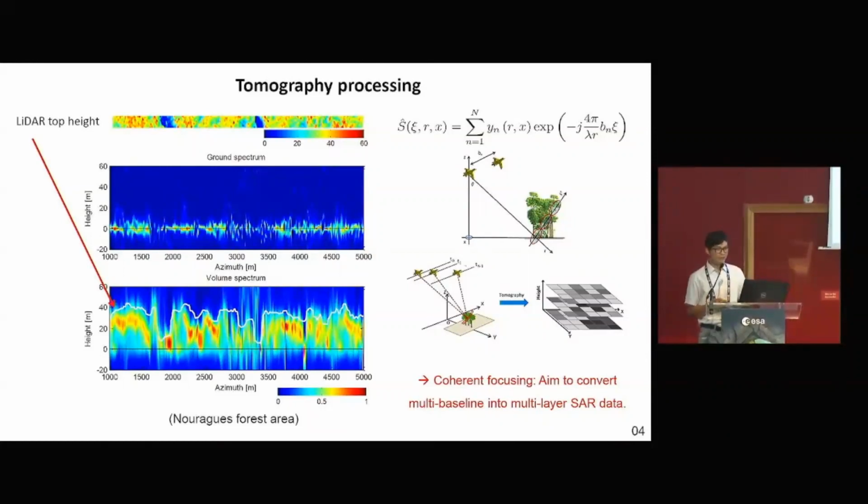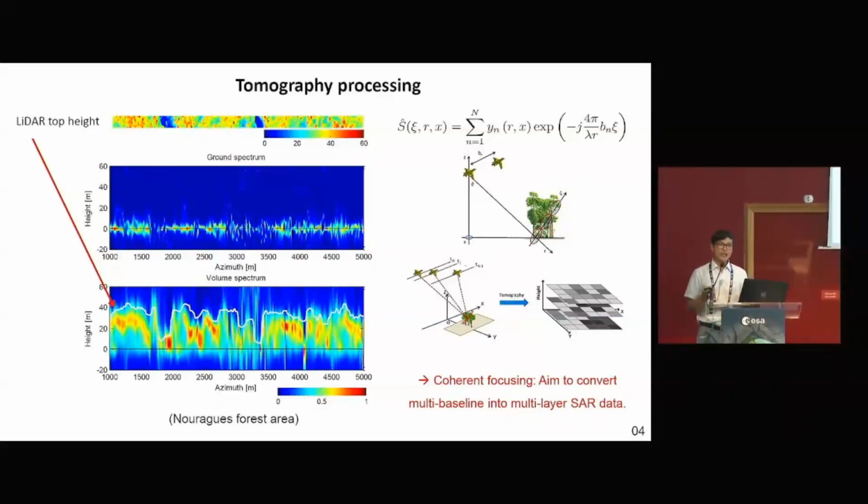We have the multi-baseline data, and also the data we observe, which constitutes the multi-layer data. Basically, the two data sets form a certain kind of Fourier transform. So if we take the Fourier transform of the multi-baseline data, we can get the multi-layer data.